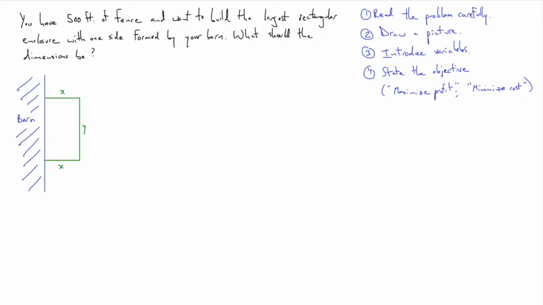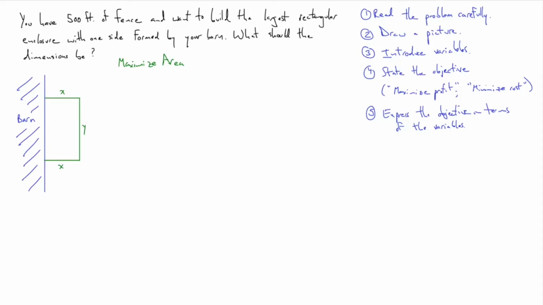In this particular example, we're trying to build the largest rectangular enclosure. Well, largest tells you that you're trying to maximize something. And what is the largest rectangular enclosure? It's the one with the maximal area. And so as part of working out the problem, I should really write down those words, maximize area. That's my goal.